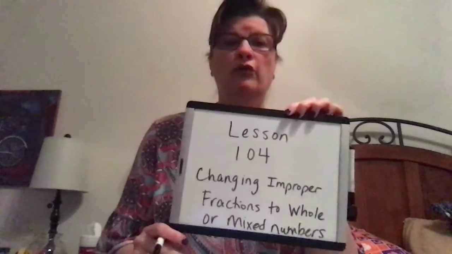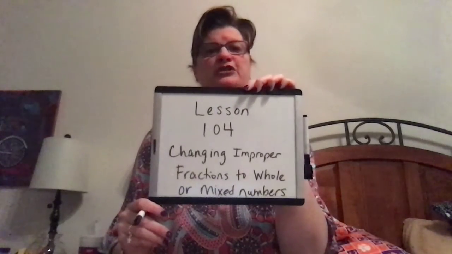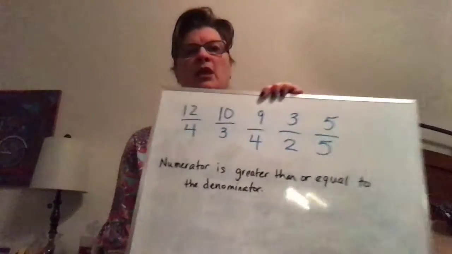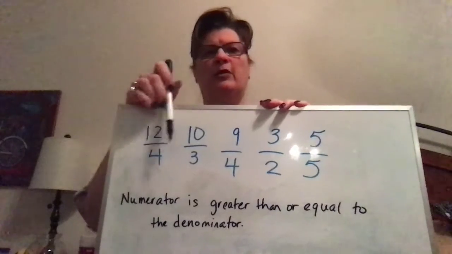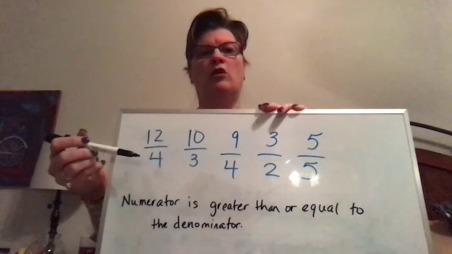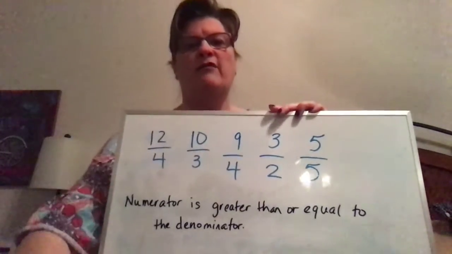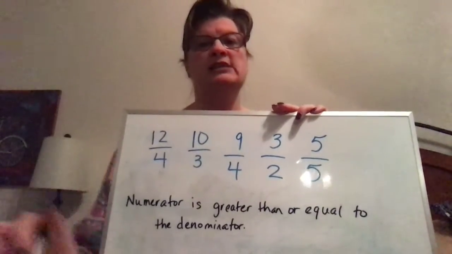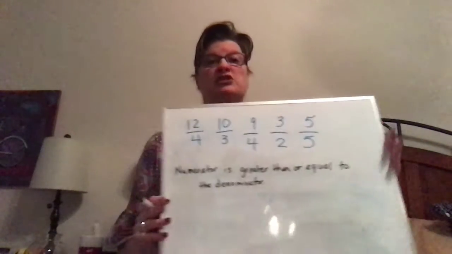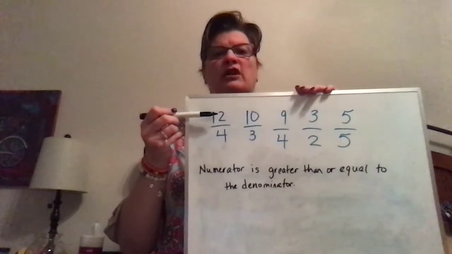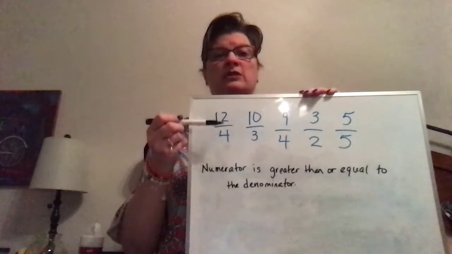Here is our third and final lesson, lesson 104, changing improper fractions to whole or mixed numbers. All right, what do I mean about improper fractions? Let's take a look at my board here. I have 5 fractions written up here. This first one, 12 over 4, the next 10 over 3, 9 over 4, 3 over 2, 5 over 5. All of these are considered improper fractions. Why? Because the numerator is greater than or equal to the denominator.